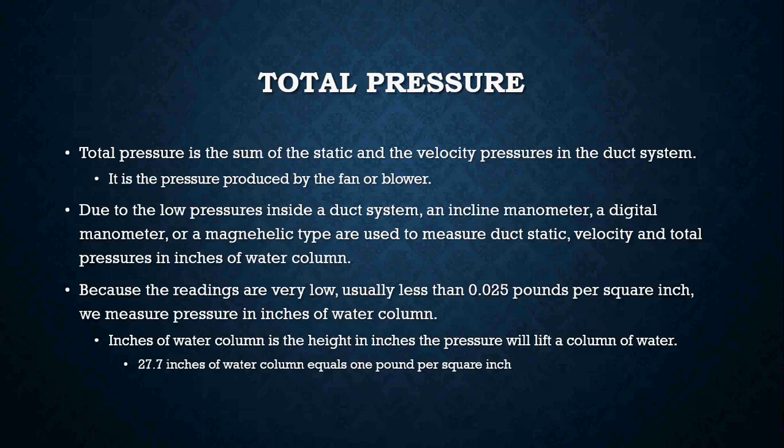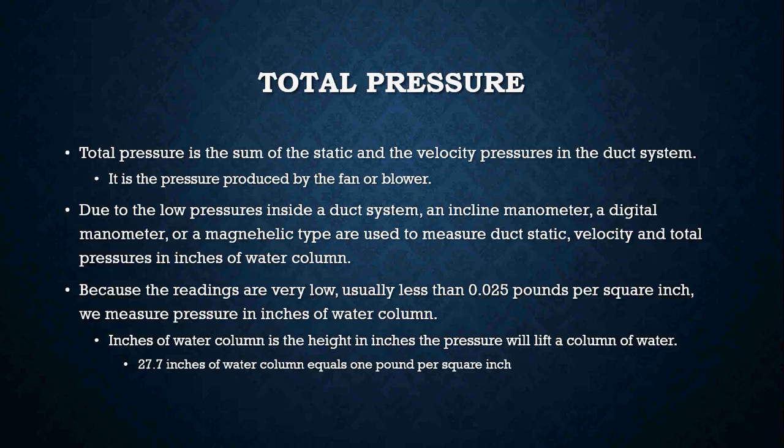Total pressure is the sum of the static and the velocity pressure inside your duct system. It is the pressure produced by your fan or your blower. Due to the pressure inside a ductwork system, we can use a couple different tools to measure our pressures. We can use an inclined manometer, a digital manometer, or a magnehelic type of tool to measure your duct static, velocity, and total pressure, and those are measured in inches of water column.